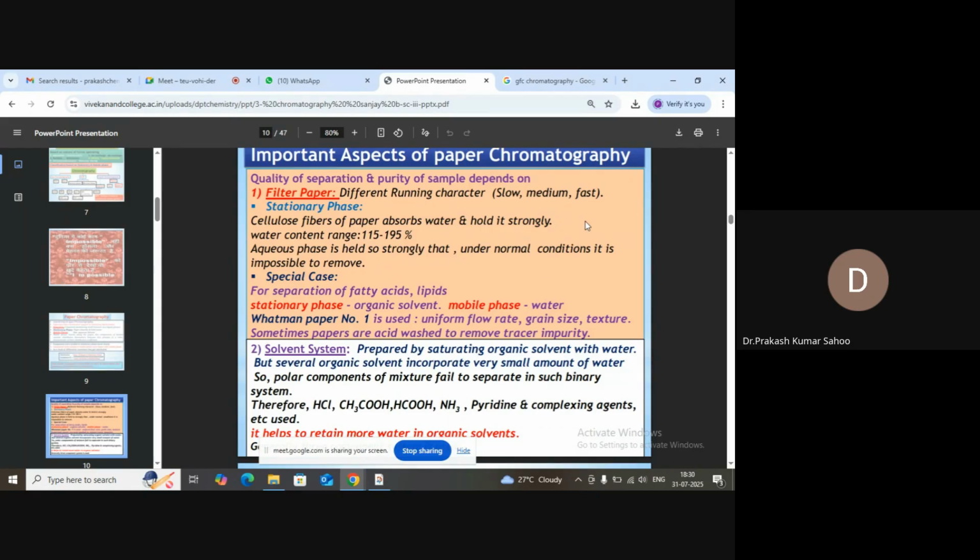An important aspect of paper chromatography: the quality of separation and purity of sample depends on the filter paper. That is the paper we have used as the supporting medium. Different types have different flow characters: slow, medium, and fast. Stationary phase: cellulose fibers of paper absorb water and hold it strongly. Water content is 115 to 195%. The aqueous phase is held so strongly that under normal conditions it is impossible to move.